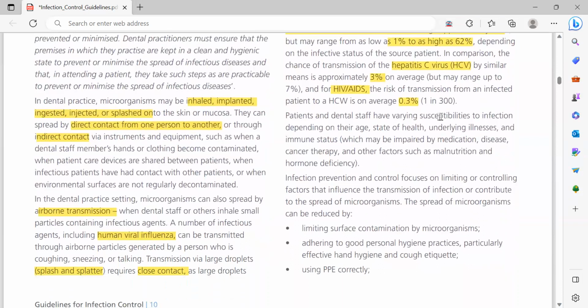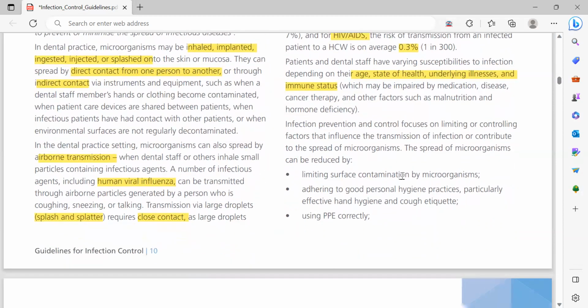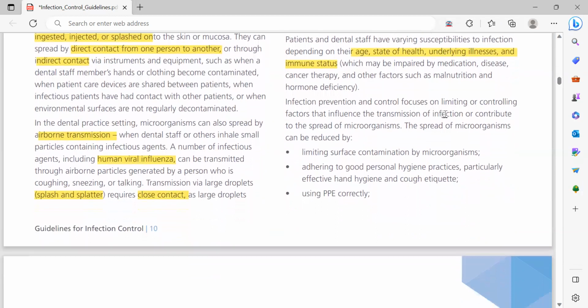Patients and dental staff have varying susceptibilities to infection depending on their age, their state of health, underlying illness, and immune status. For example, if a dental nurse is already immunocompromised, or there is some underlying condition in her body, then if she gets the infection, compared to a healthy individual, she would be more prone to more adverse effects. Infection prevention and control focuses on controlling factors that influence the transmission.